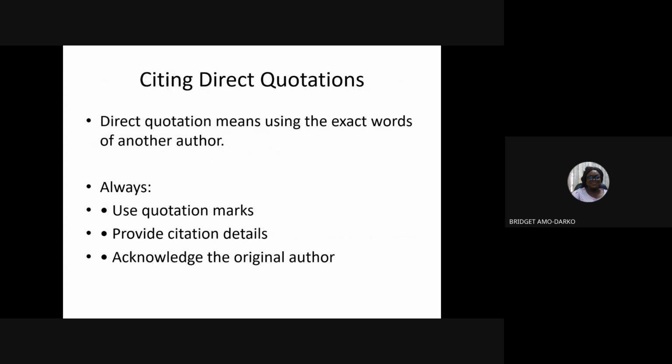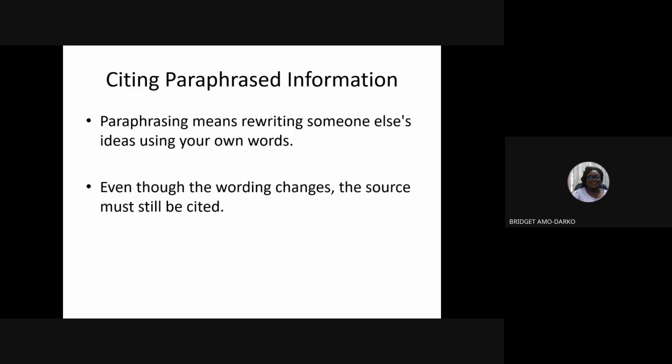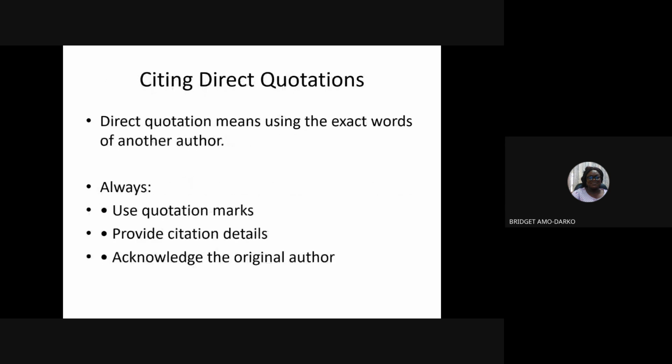Citing direct quotation. Direct quotation means using the exact words of another author. Always use quotation marks, provide citation details, and acknowledge the original author. Citing paraphrased information. So with the direct citation, let me give a practical example.